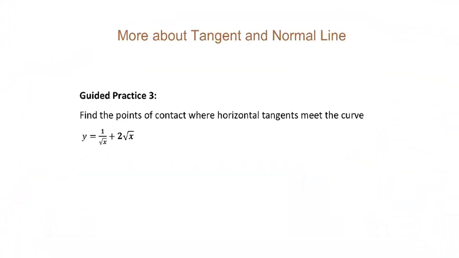In this video, we will talk more about tangent and normal lines. For guided practice 3, find the points of contact where horizontal tangents meet the curve. Horizontal tangents means your derivative at that point equals 0. The slope of a horizontal line is 0. Therefore, if you know this fact, you will be working on f prime of x.